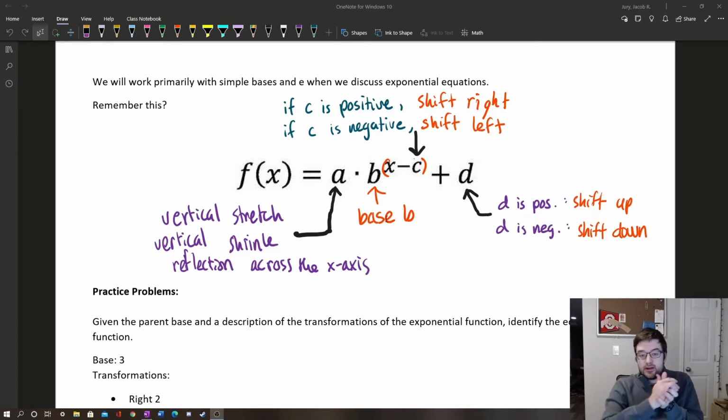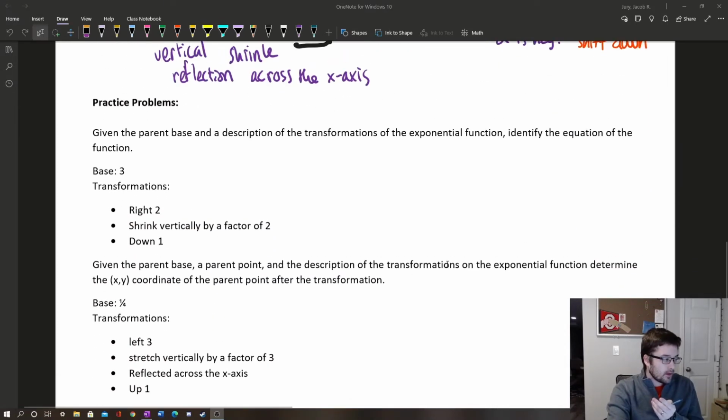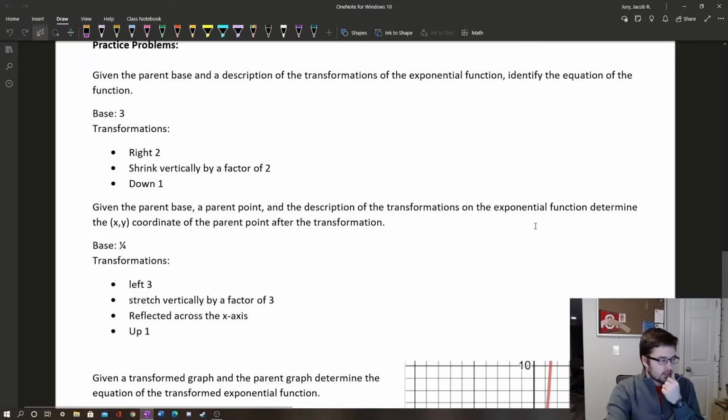Right, so the practice problems that we're going to look at, there's 3 of them, and you're not going to have too many questions for homework here, just because there's so much to unpack with just these 3 types. The first one is given a parent function, the parent base and a description of the transformations of the exponential function, identify the equation of the function.